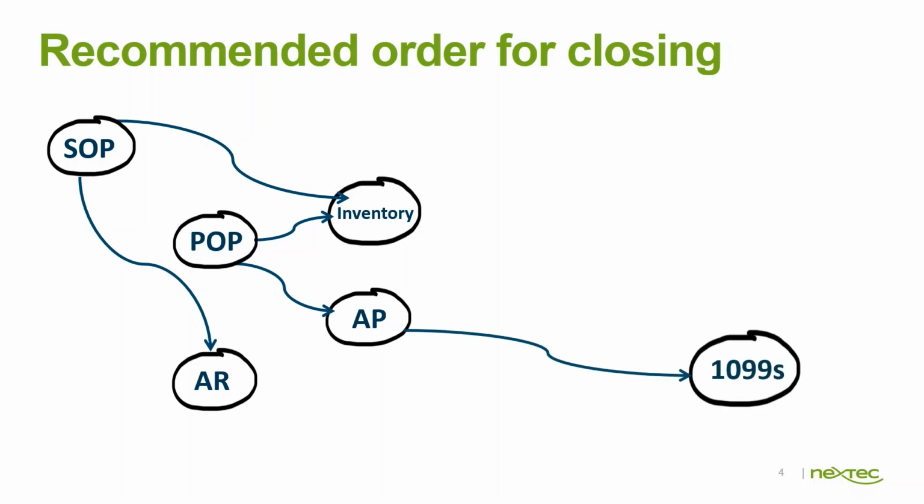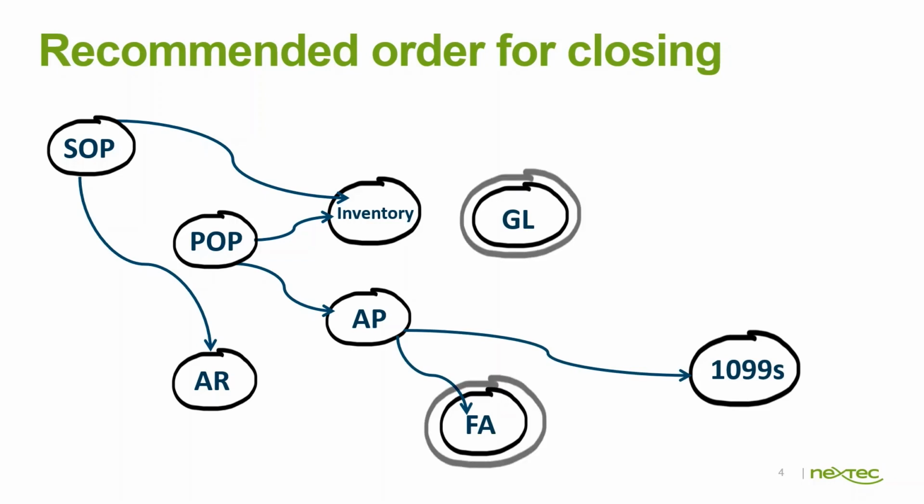Once the final accounts payable check run is complete, you can process your 1099s. At this point in time, fixed assets can also be processed. Once all your modules are closed, you can close the general ledger. It is highly recommended that you close all modules, but only the general ledger and the fixed assets are required.